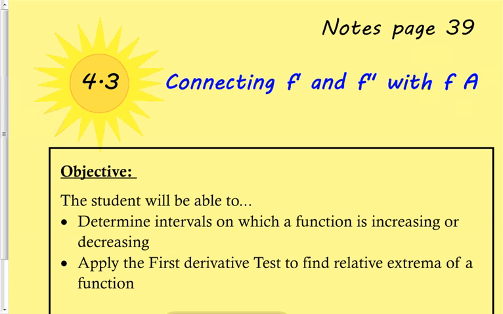All right, so 4.3, connecting f prime and f double prime with f. So part A. Today, students will be able to determine intervals on which a function is increasing or decreasing, which is actually review from pre-calculus, and then apply the first derivative test to find relative extrema of a function. It's really a lot easier than it sounds because I've kind of already taught it to you. We're using sign charts. It's the same process, only now it's officially called the first derivative test.